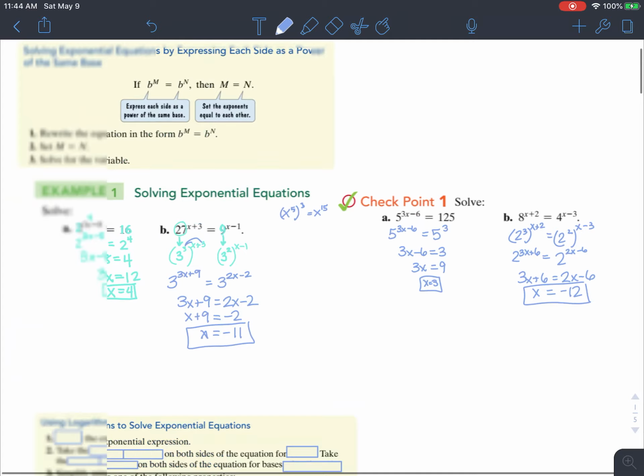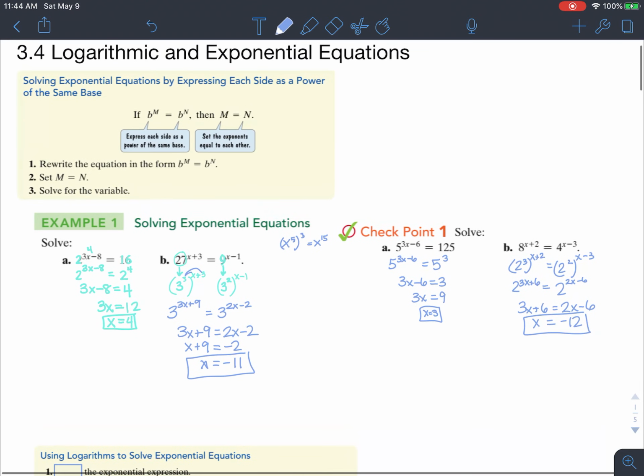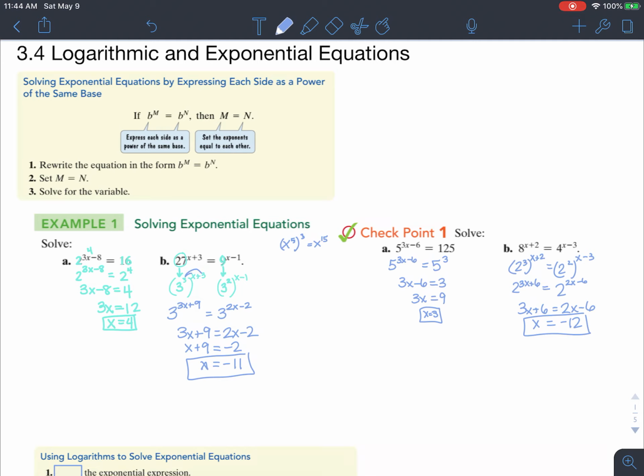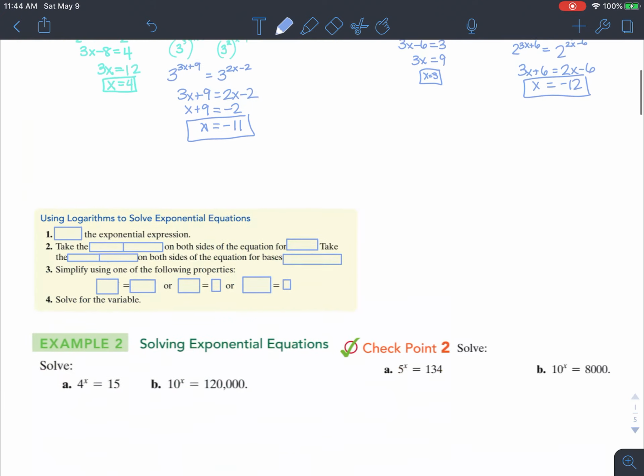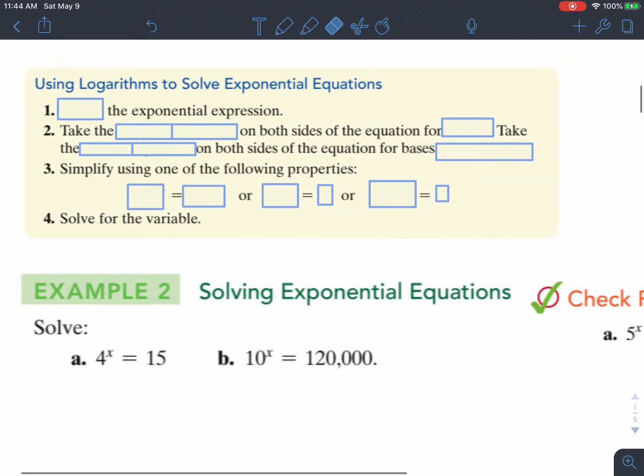So that's one way you can solve exponential equations. But as you probably realize, you can't always turn one number into another. You can't always make them the same base. So we have to have a backup plan. So this is where the logarithms come in. Logarithms are what you use to solve an exponential equation, because logarithms are the inverse of exponents.